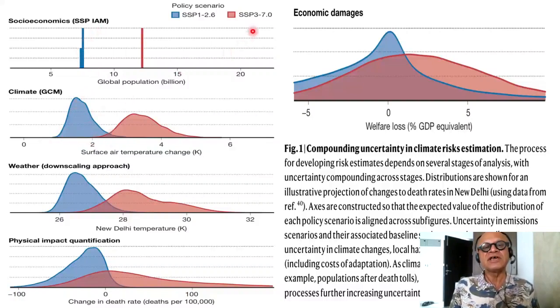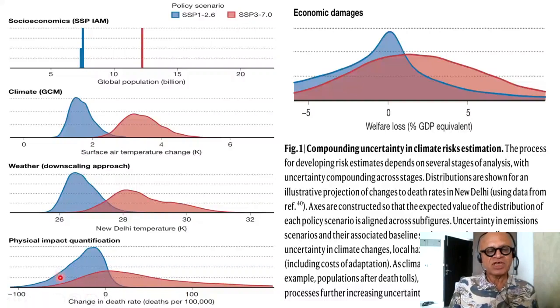And then the 3-7.0, which is not even the business as usual, it's the middle of the road, gives you a much larger tail warming, with the peak being way over 2 degrees C here. Weather downscaling approach. So if you want to take global models that are used for making projections and downscale to New Delhi, then you also are going to have uncertainties in terms of New Delhi temperature, which has a long tail here in the warmer scenario compared to the benign scenario.